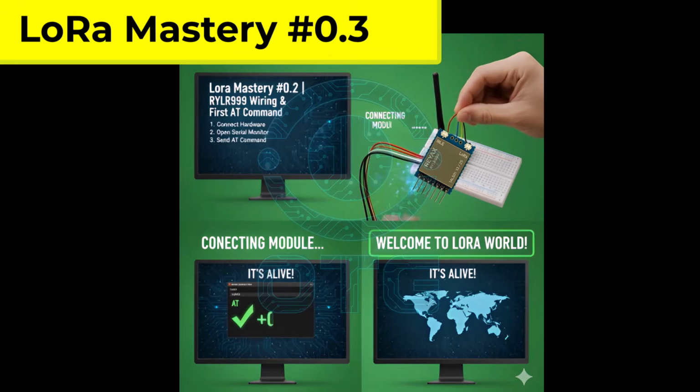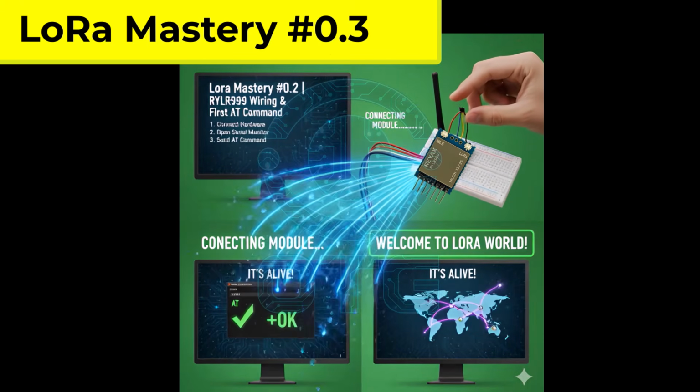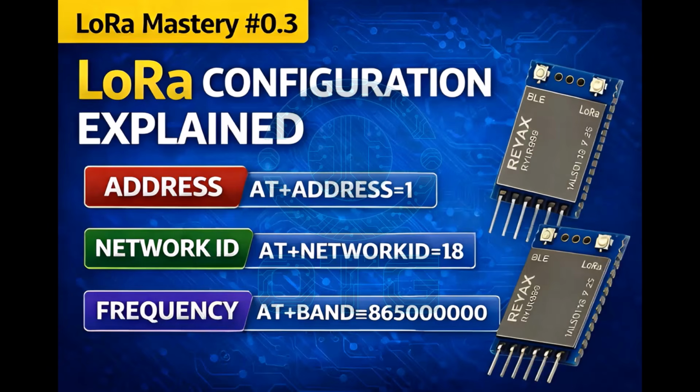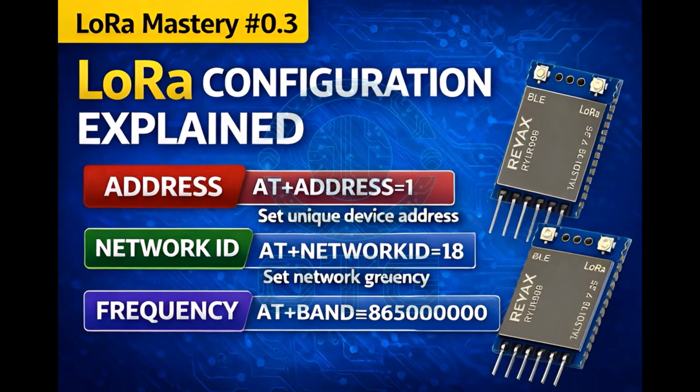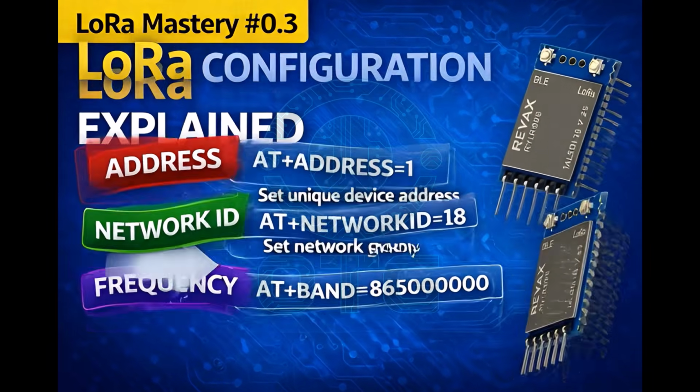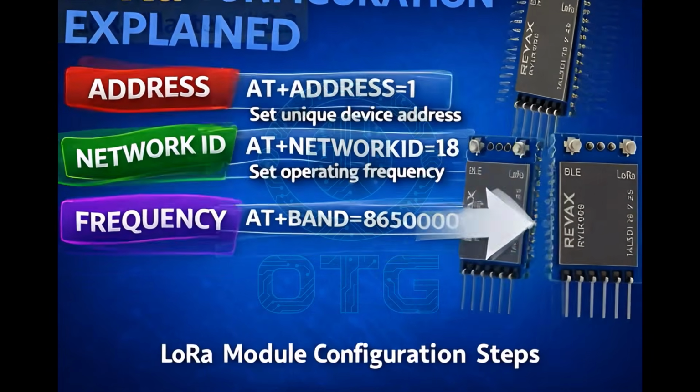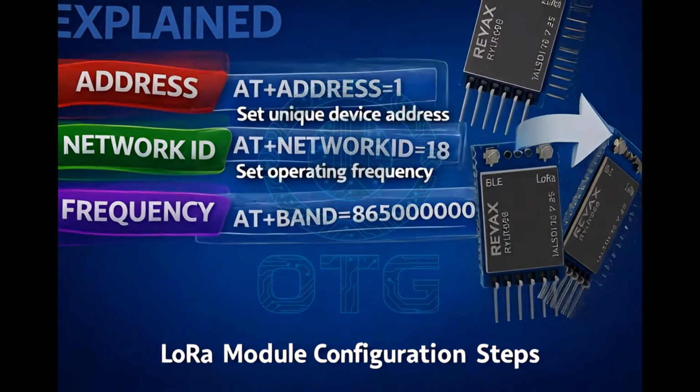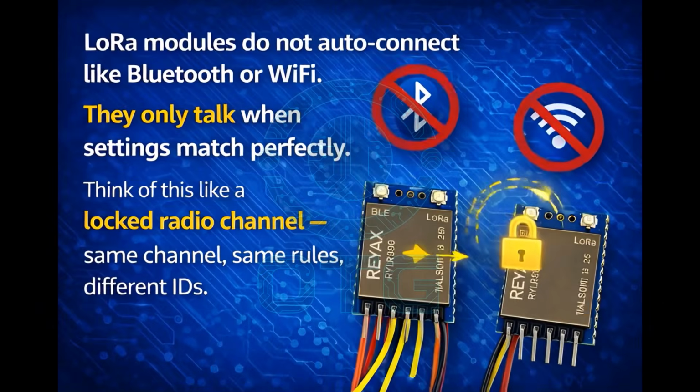In Part 0.2, we checked that the module is alive. In this video, we will configure the three most important LoRa settings: address, network ID, and frequency. Get this wrong, nothing works.